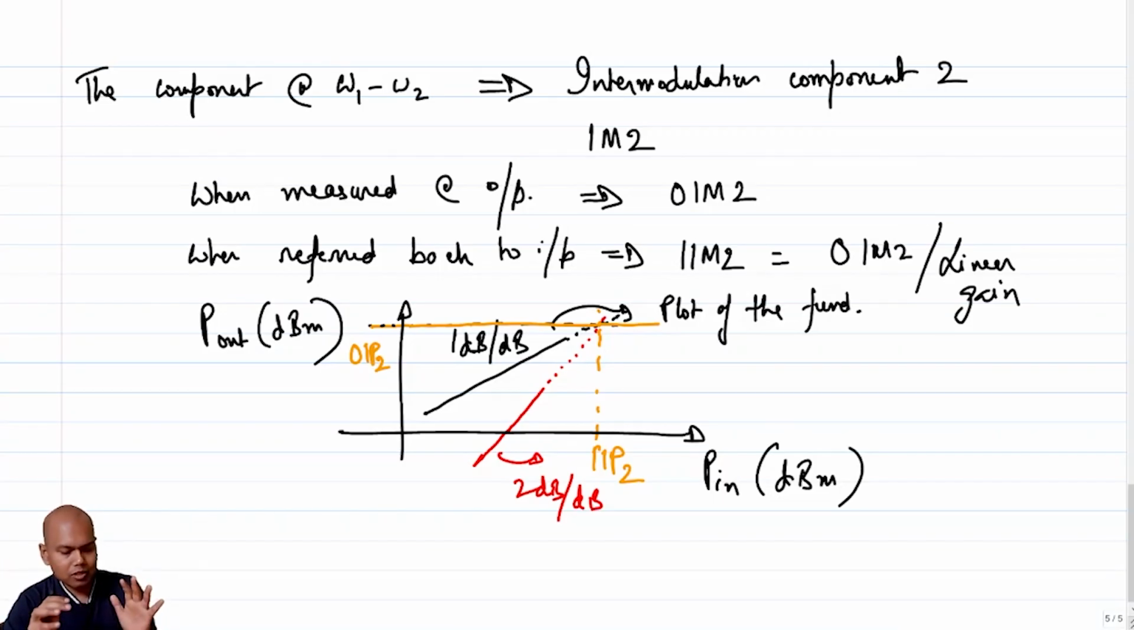Once you do this, some simulators will throw out a plot like this. In some simulators you will not get the plot like this; you have to export to Excel or some other software and plot and check where these two plots meet. But the important thing is that the point where these two plots meet has a technical term, and that term is OIP2, or IIP2 if I refer it back to the input.